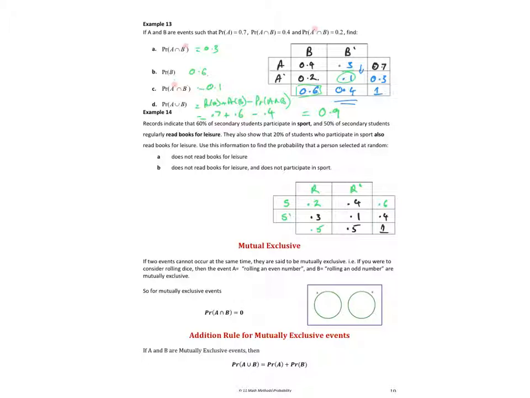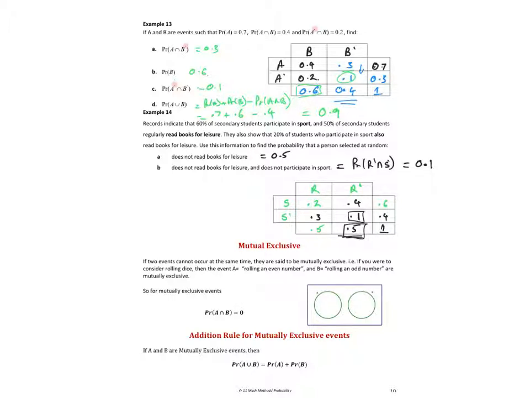So students find the probability that a person selected does not read books for leisure. So that's R dashed, 0.5, that one there. Do not read books for leisure and do not participate in sport. So they don't do either one, which is this one here. So that's the probability of R dashed intersection S dashed, which is 0.1.